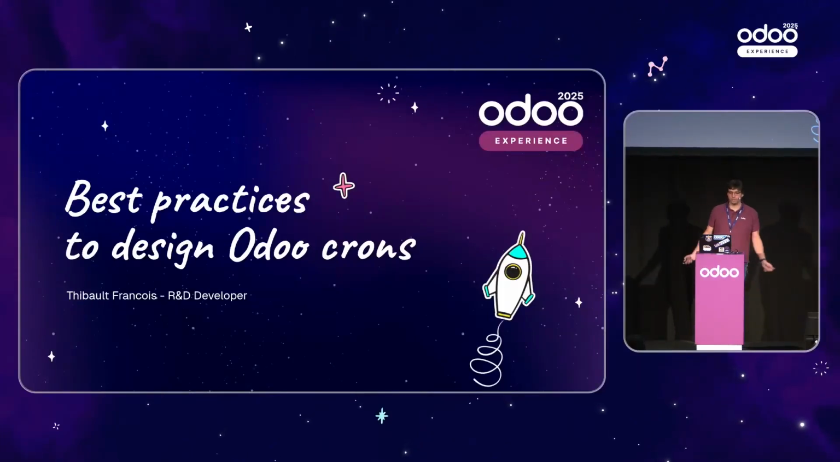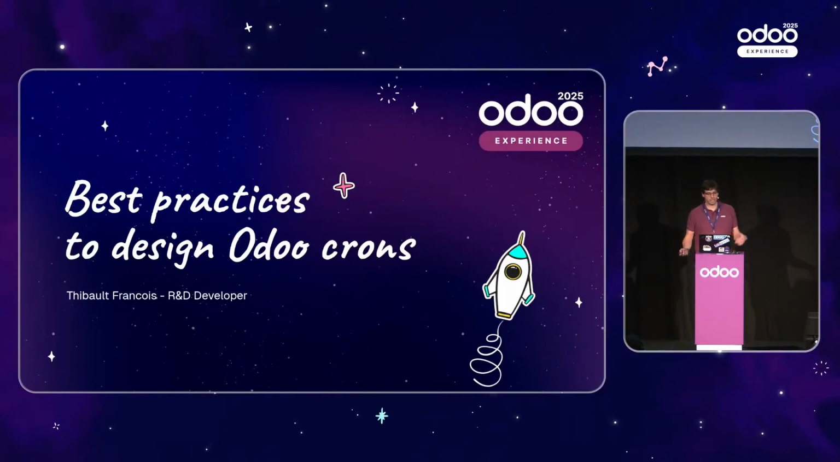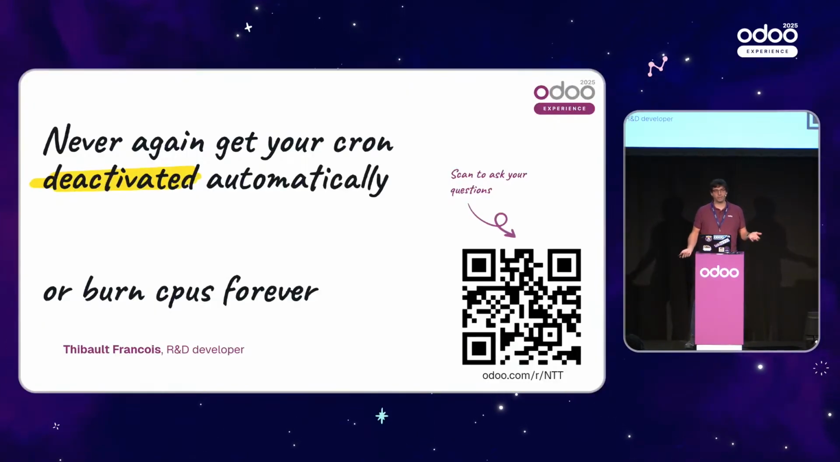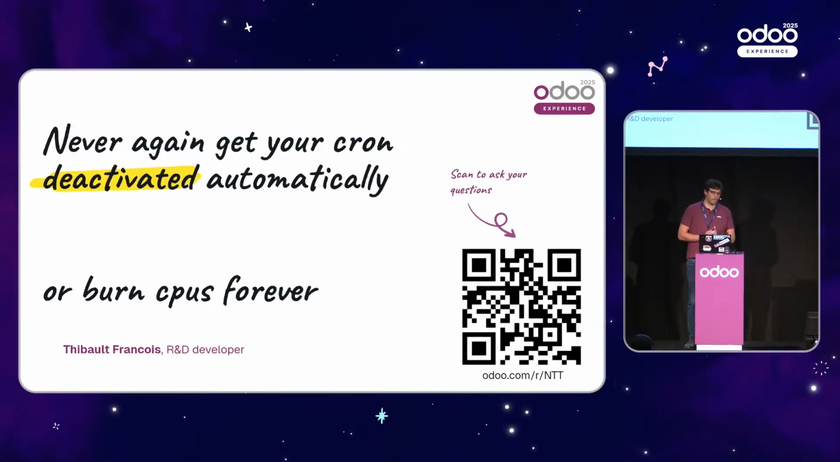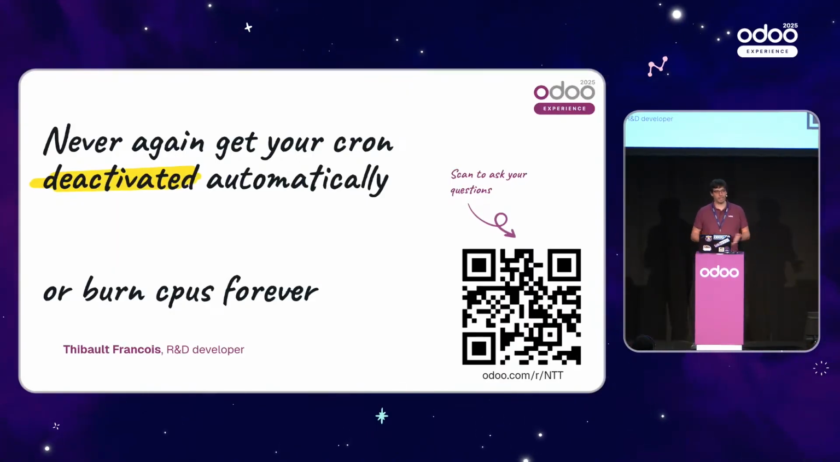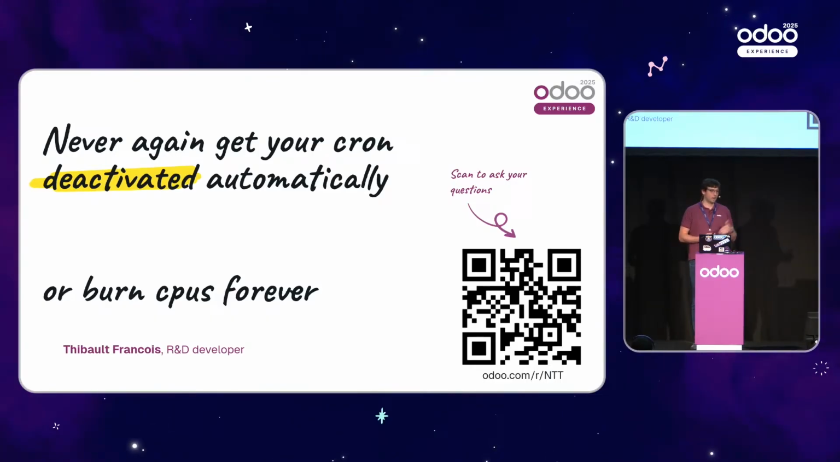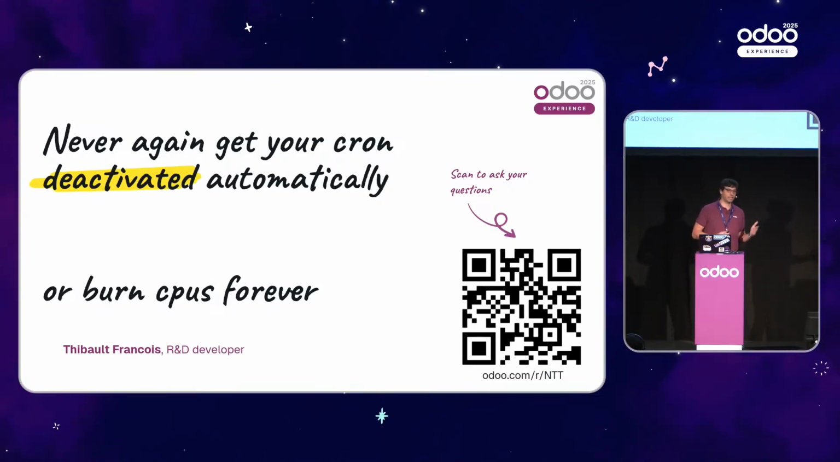Okay, hello to this talk about the best practice to design Odoo cron. In this talk, you are going to learn how to get your cron never be deactivated by the scheduler automatically. Or if you are in a version before 18, have your cron burning your CPU forever for nothing.